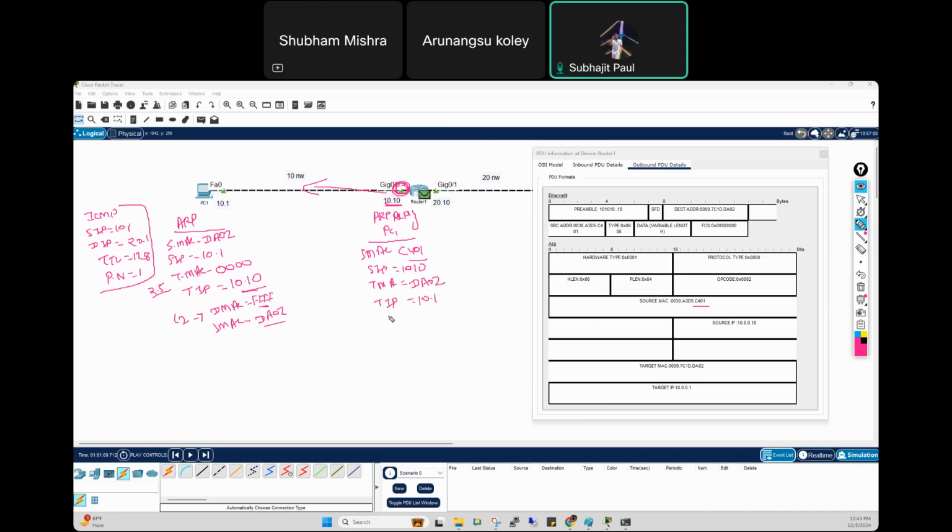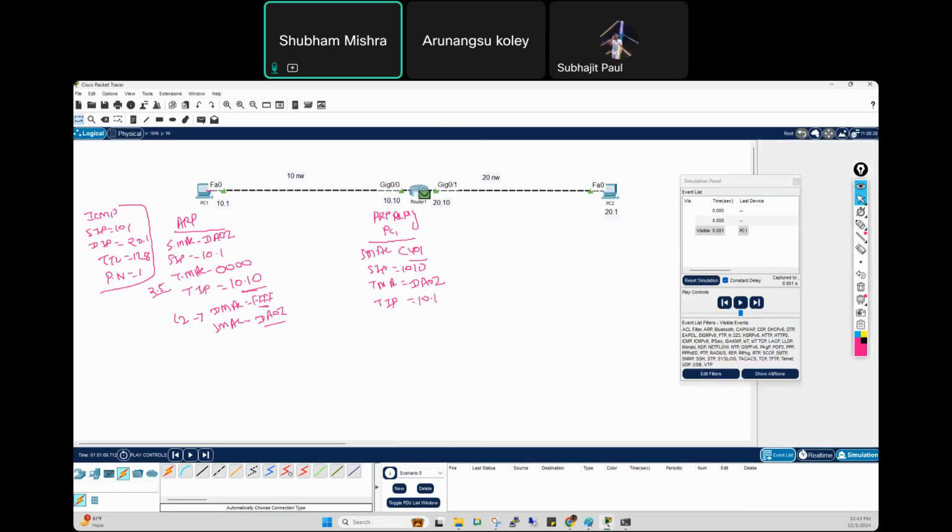Now hand over to the layer number 2. At layer number 2, what are the things you are getting? At layer number 2, you are getting again the source MAC address. That is the MAC address. Destination MAC address will be, that is the MAC address. Clear? Okay. So that is called, guys, ARP reply. Now, close it.